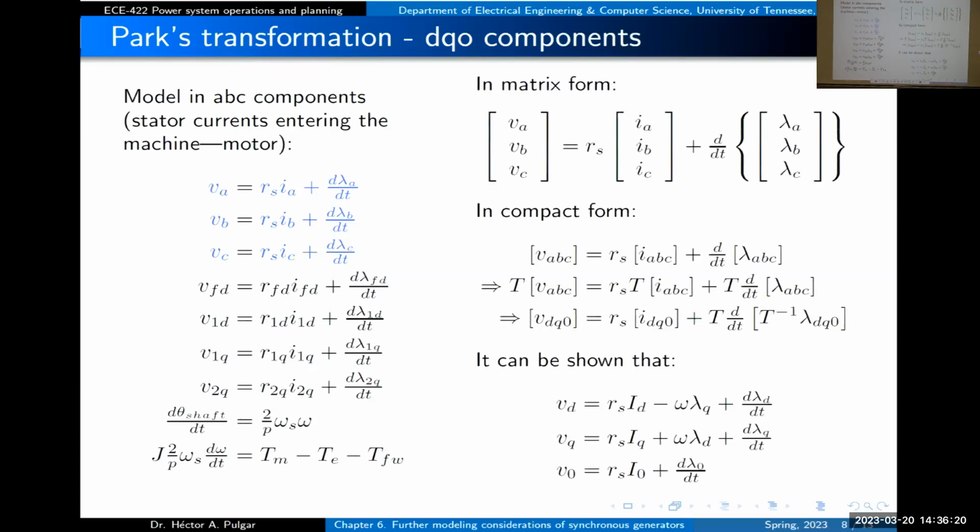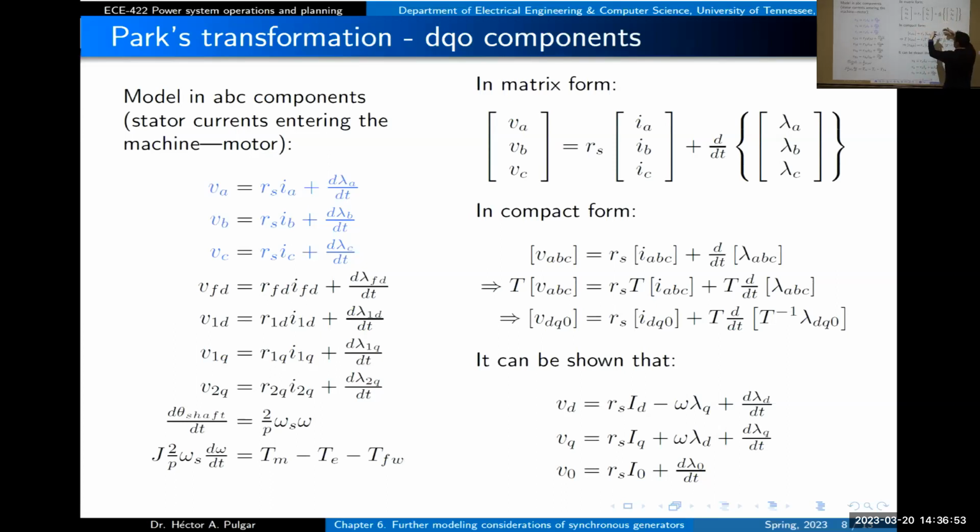So how do we apply this? Well, the first thing is to take this in matrix form. So you have this representation, a vector of the three voltages at phase A, B, and C, on this side, equal to a resistance multiplied by the vector of currents A, B, and C, plus the derivative of a vector of the flux linkages in phase A, B, and C. That is exactly the same as the equation in blue.